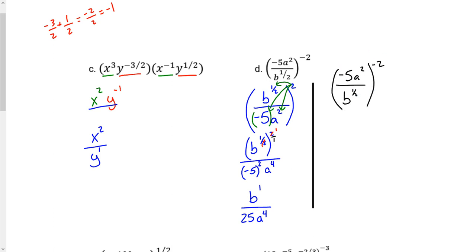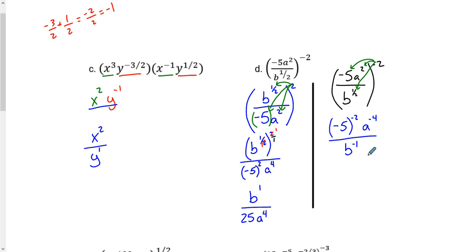We can apply that -2 to every single base right away. Again, it just becomes a little bit redundant to do, but it can be done. So we'd have a -5 to the power of -2. Power of a power, we have a to the power of -4. And we'd have b to the power of 1/2 to the power of -2. Well, that's going to be b to the power of -1.